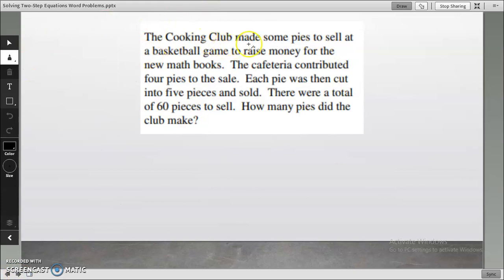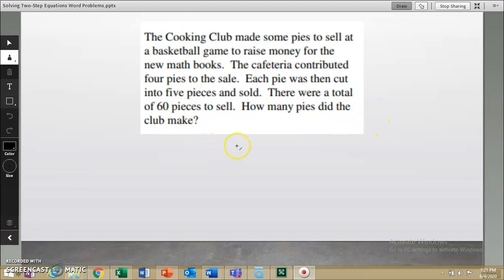It says the cooking club made some pies to sell at a basketball game to raise money for the new math books. Yay, math. The cafeteria contributed 4 pies to the sale. Each pie was then cut into 5 pieces and sold. There were a total of 60 pieces to sell. How many pies did the club make?